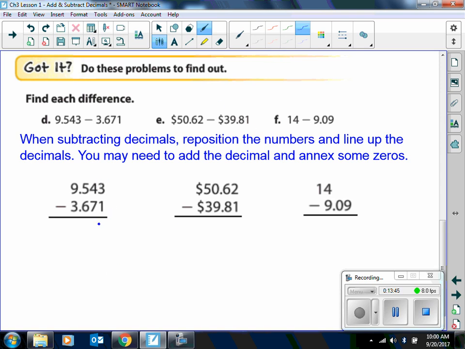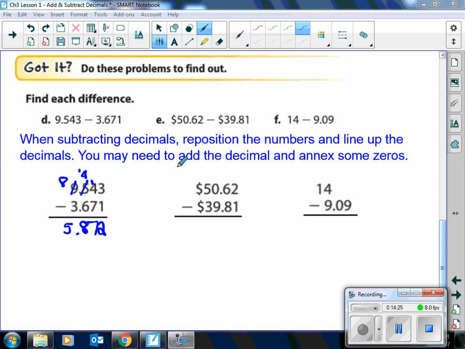So 3 minus 1 is 2, and then here we're going to have to borrow. So this 5 becomes a 4. And so 14 minus 7 is 7. And then I can't do 4 minus 6, so I need to borrow. So this becomes an 8. And that 4 becomes a 14 now. And 14 minus 6 is 8. And then there's a decimal. And then 8 minus 3 is 5.